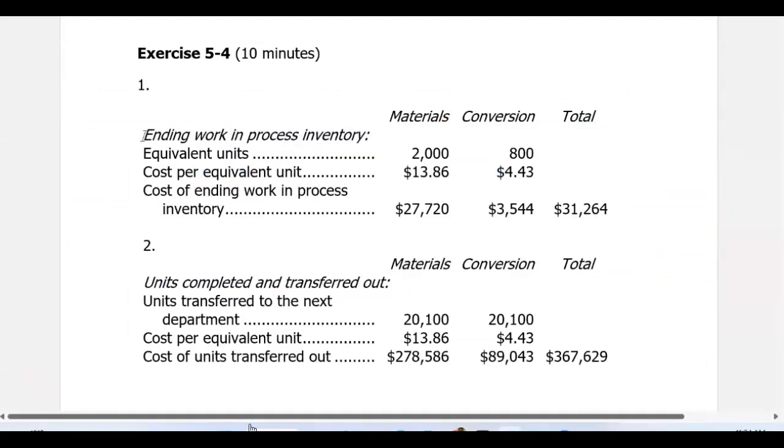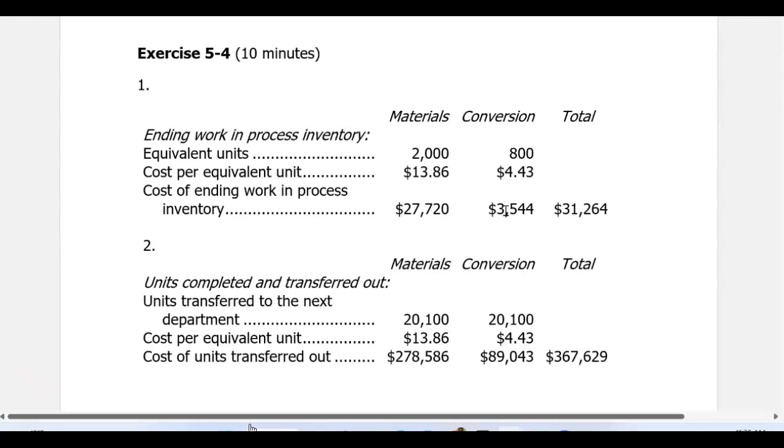Watch. So ending work in process, we have equivalent units of 2,000 for materials and 800 units for conversion. Multiply that with the equivalent unit cost. For material, $13.86, and for conversion, $4.43. And that gives you the cost of ending work in process for material, $27,720. For conversion, $3,544.